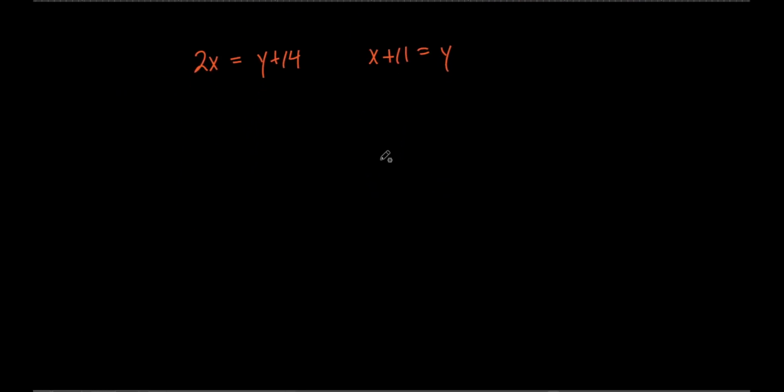So how would you do this? Well, since y is equal to x plus 11, what am I going to do with that y? This y and this y are the same number. This x and this x are the same number, okay? So if y is equal to x plus 11, I'm going to take that x plus 11 and substitute it in for that y. We did it the other day for the first time. So it's 2x equals, instead of y plus 14, what is it going to be? x plus 11.